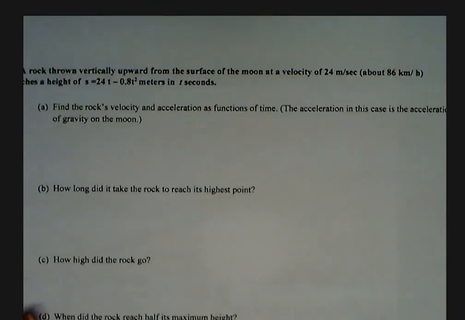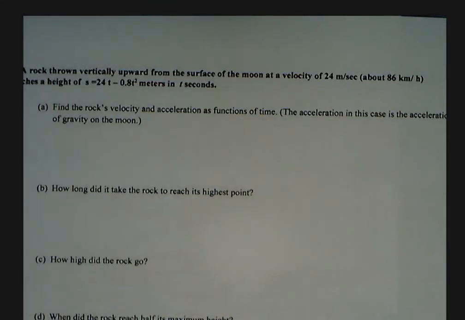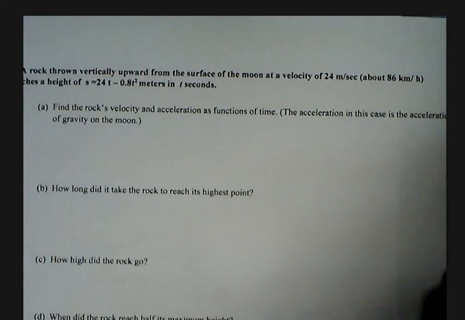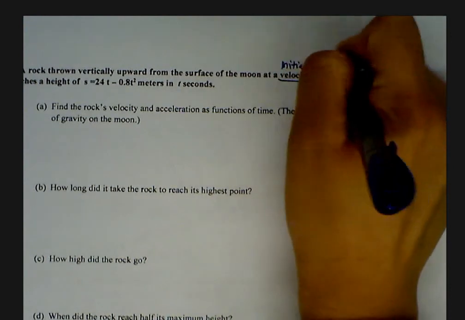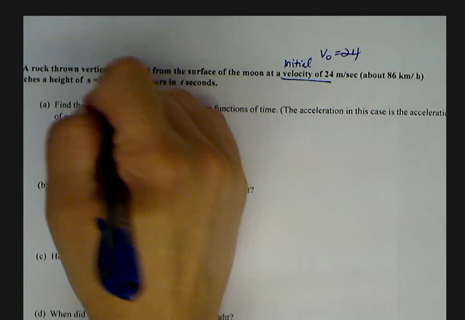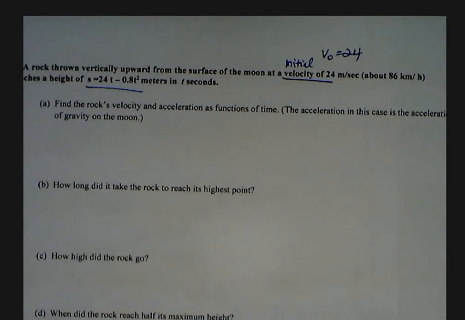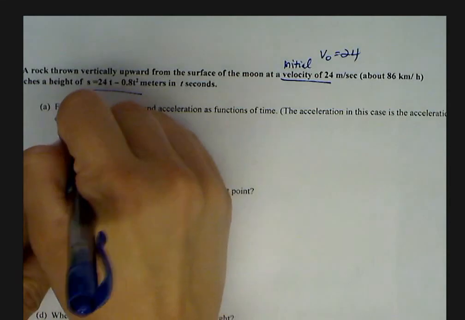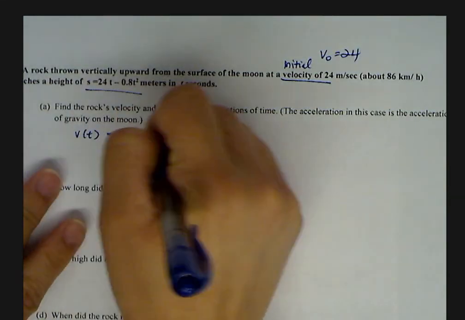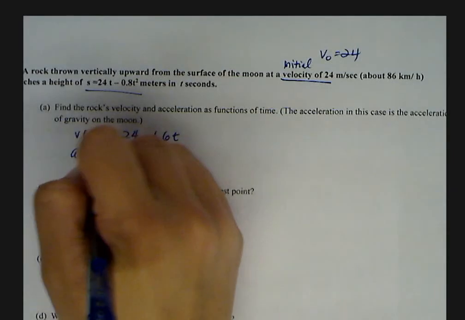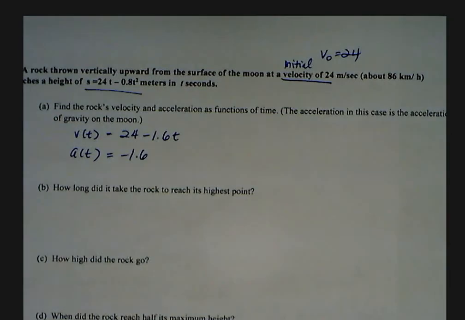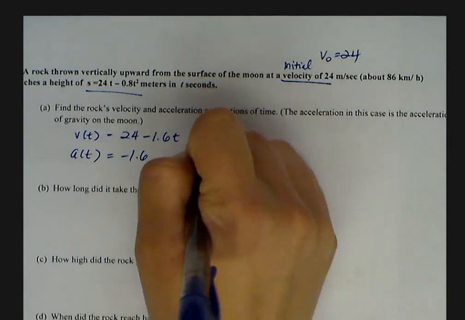Okay, this one is a rock thrown vertically upward from the surface of the moon at a velocity of 24, so that's an initial velocity, right? And reaches a height, so that's the position function. So find the rock's velocity and acceleration as functions of time. So the velocity is going to be 24 minus 1.6t, right? And the acceleration is going to be negative 1.6. Is that right? You don't have to put meters per second. You really should. You should get extra points.